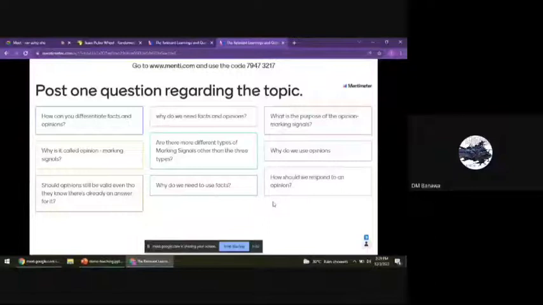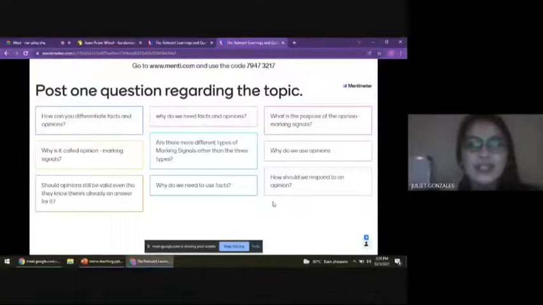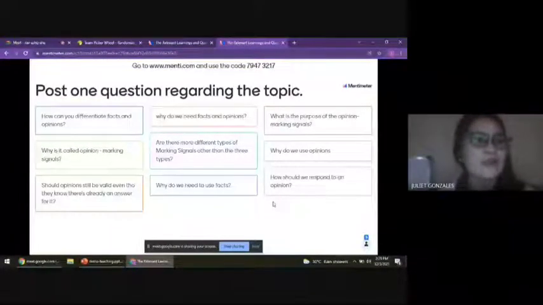The purpose of the opinion marking signals is so that we could express our opinions in a way that others can understand. Okay, very good. It's one way of conveying to others our ideas clearly. Okay, next. Why is it called opinion marking signals? The answer is very obvious. Let me ask Megan.